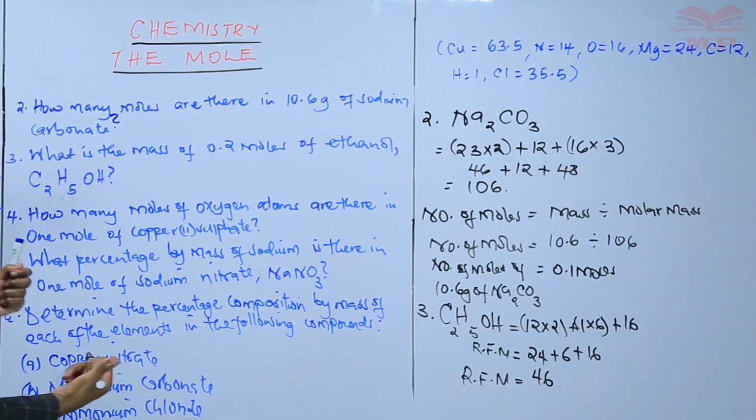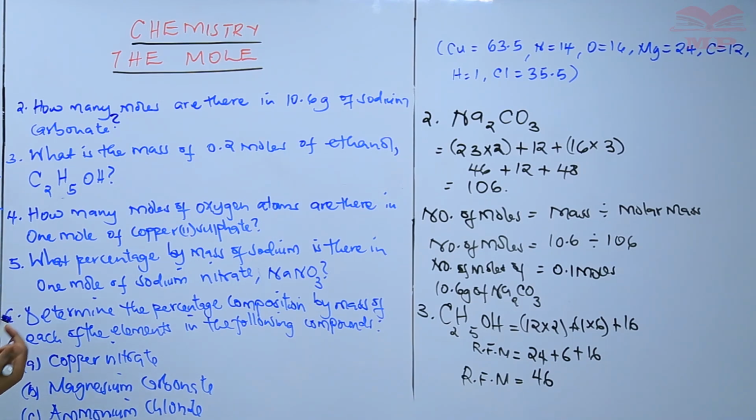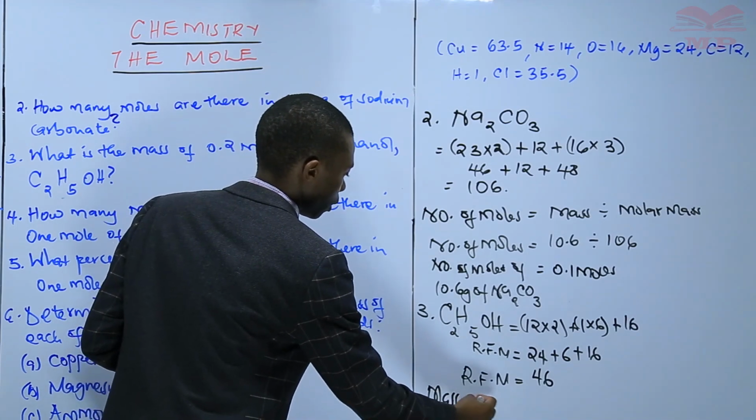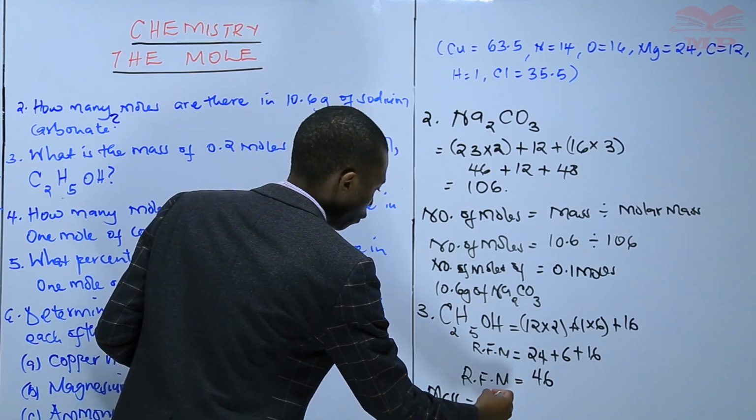In our question, we are calculating the mass. What is the mass of 0.2 moles of ethanol? And you see that the mass is given by the number of moles.